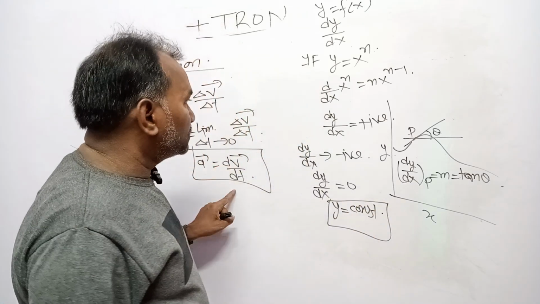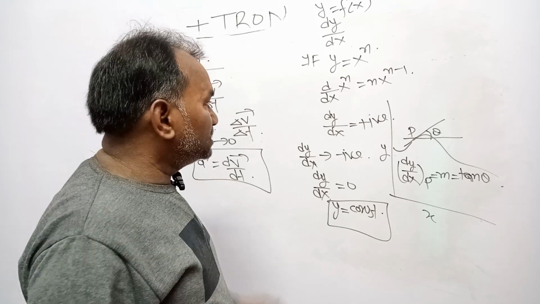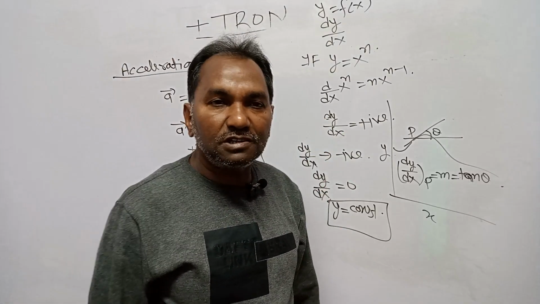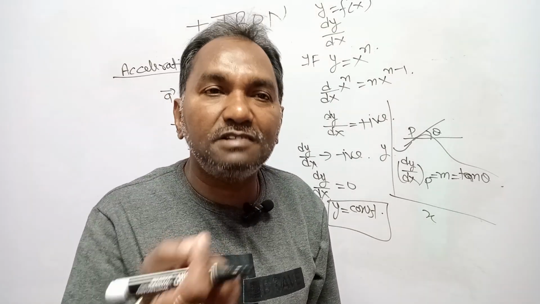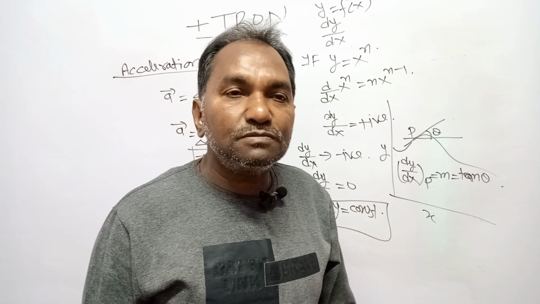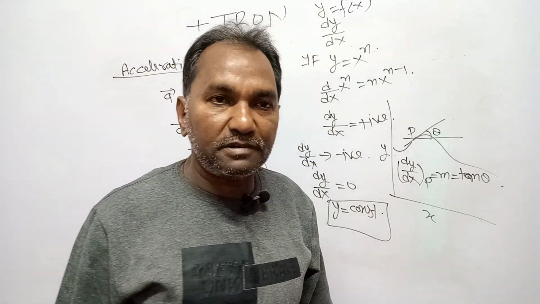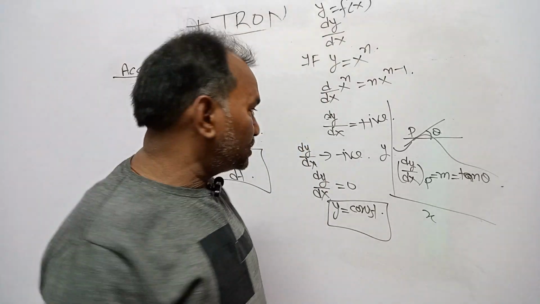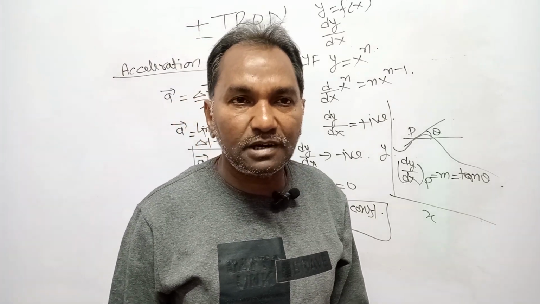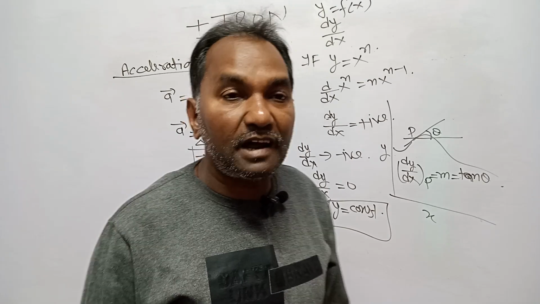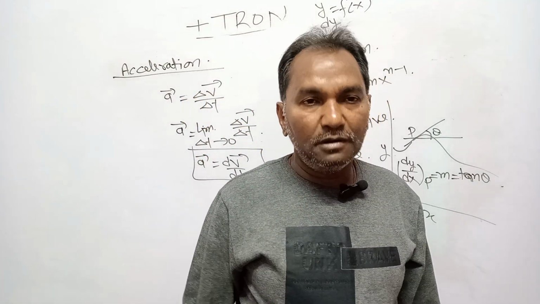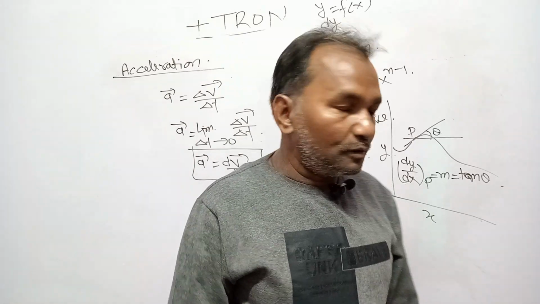In a similar way, if dv upon dt is positive, it means velocity is increasing with respect to time. It is acceleration. If dv upon dt is negative, it means velocity is decreasing with respect to time, and it is retardation. And if dv upon dt is equal to 0, then v is constant, which means the body is moving with constant velocity, and that is said to be uniform motion. The body is under uniform motion.